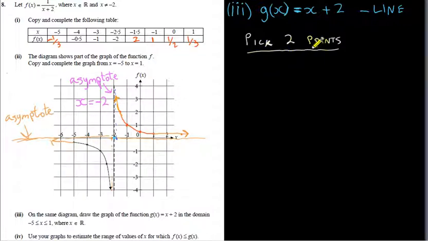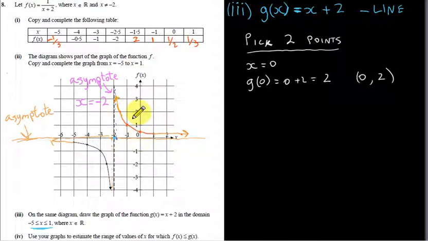In order to draw a straight line, all we need to do is pick 2 points on the line. And the domain we're allowed to choose for x values runs from -5 to +1. So x lies between -5 and +1. So we can pick any value of x in that domain. A convenient value of x to pick is 0. So if we calculate g of 0, we plug 0 in for x, so we have 0 plus 2 equals 2. So when x is 0, the y value is g of 0, which is 2. So (0, 2) is a point on the line. Let's show that point. (0, 2) is this point here.